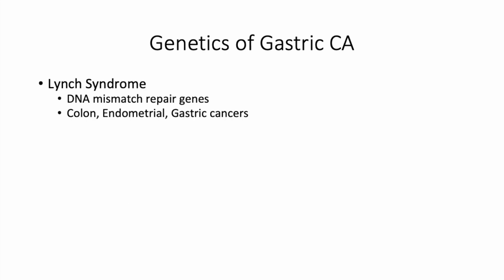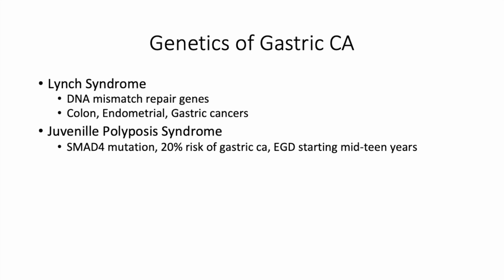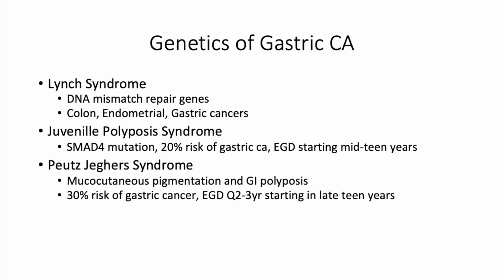Just other syndromes that can be associated with gastric cancer: Lynch syndrome, as you guys know, DNA mismatch repair genes. Colon is most common, endometrial second, but gastric cancer is the third most common in this syndrome. Juvenile polyposis syndrome, associated with SMAD4 mutation, 20% lifetime risk of gastric cancer. These patients get EGD starting in their mid-teens. They often have polyps all over, but gastric is one place.